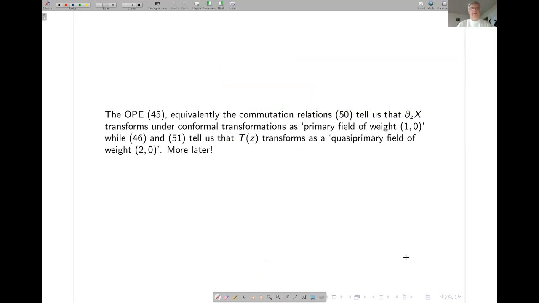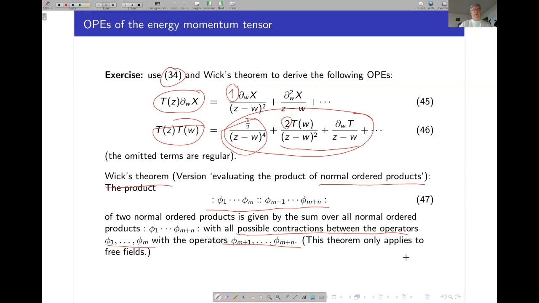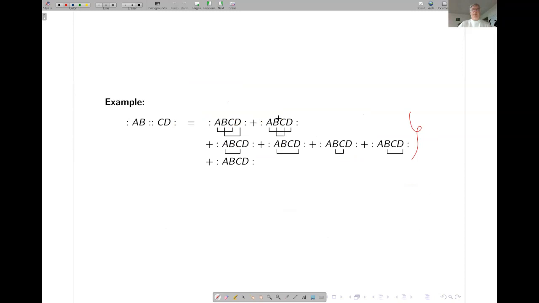Okay, this is some remark that I already made before: from the coefficients in this OPE, which are 1 and 2 respectively, we can read off that dx is what we will later learn is a primary conformal field of weight 1, and T will not be quite a primary conformal field, but something more general, which we call a quasi-primary with a weight 2. But this is something that we come back to.